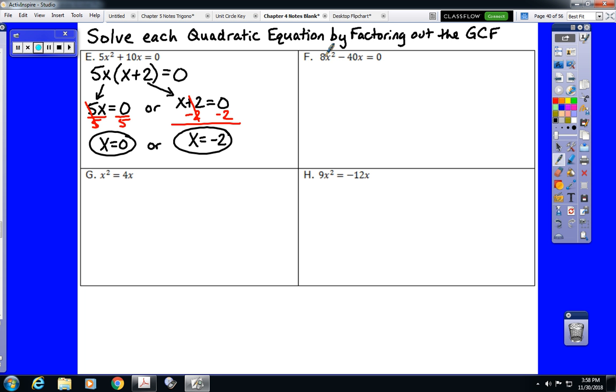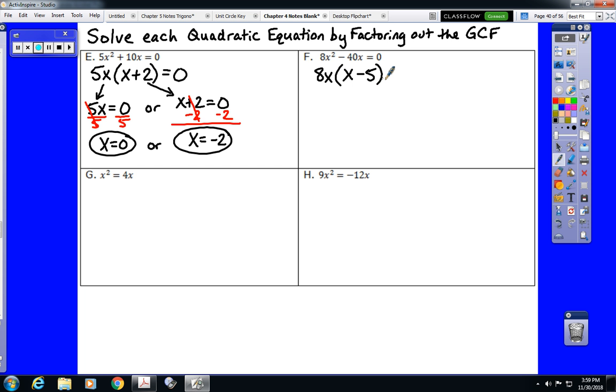On letter F, these two terms are each divisible by 8 and each have at least one x. So the greatest common factor would be 8x. When we factor that out, remember we are dividing each term by 8x. So 8x squared divided by 8x is x. 40x divided by 8x is 5x. I'm sorry, just 5, not 5x. Good call.